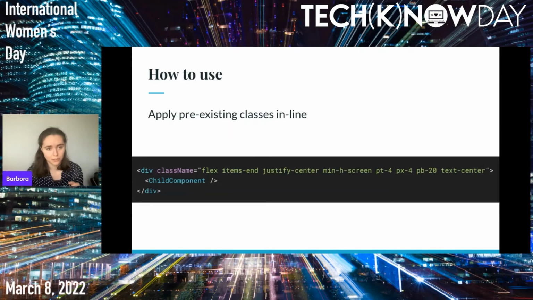In the class name, the first term we've got is flex, which basically just tells Tailwind that we want this div to be a flex box. The next term is items-end, which means that we want to align items to the end of the container's cross-axis. Justify-center means that we want to align items to the center of the container's main axis. Min-h-screen stands for minimum height screen. So we're basically saying that we want the minimum height of the div to be set to the height of the screen.